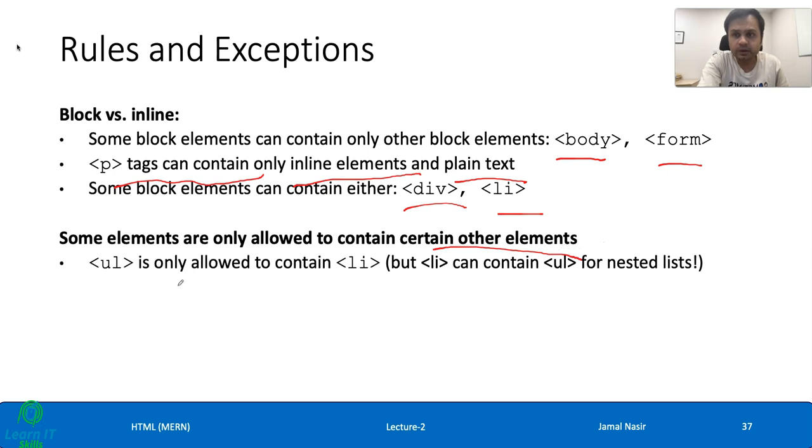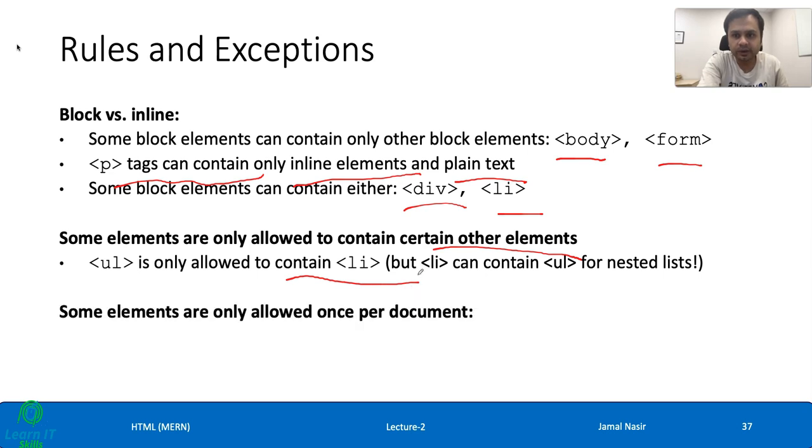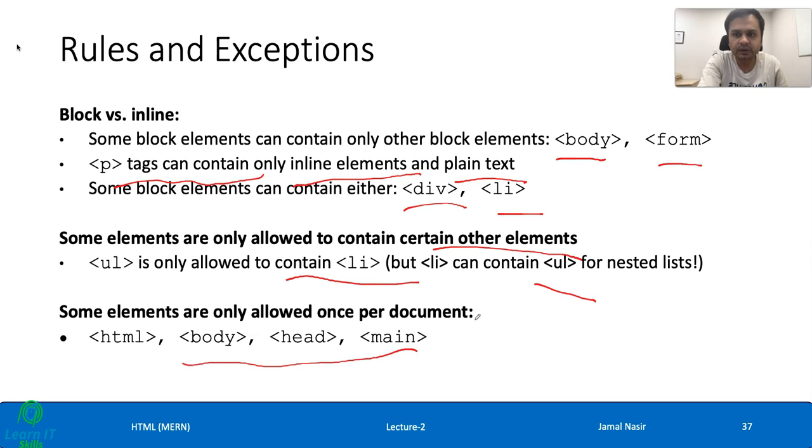Like in UL, it is only allowed to add li tag, right? And obviously in li we can add UL. We saw that in the previous example. Some elements are only allowed once per document, like HTML, body, head, main. These are the tags that we can only use one time, but a paragraph or something like that we can use any number of times.